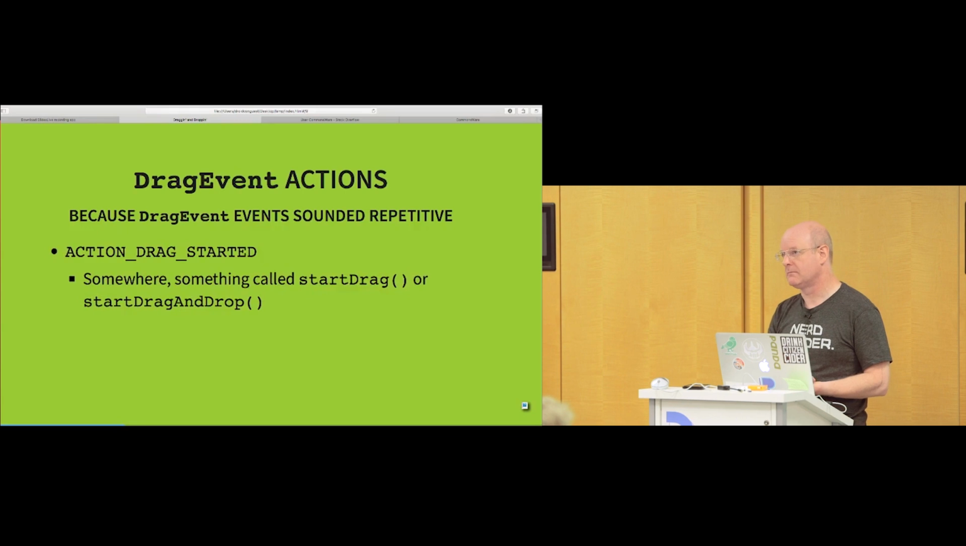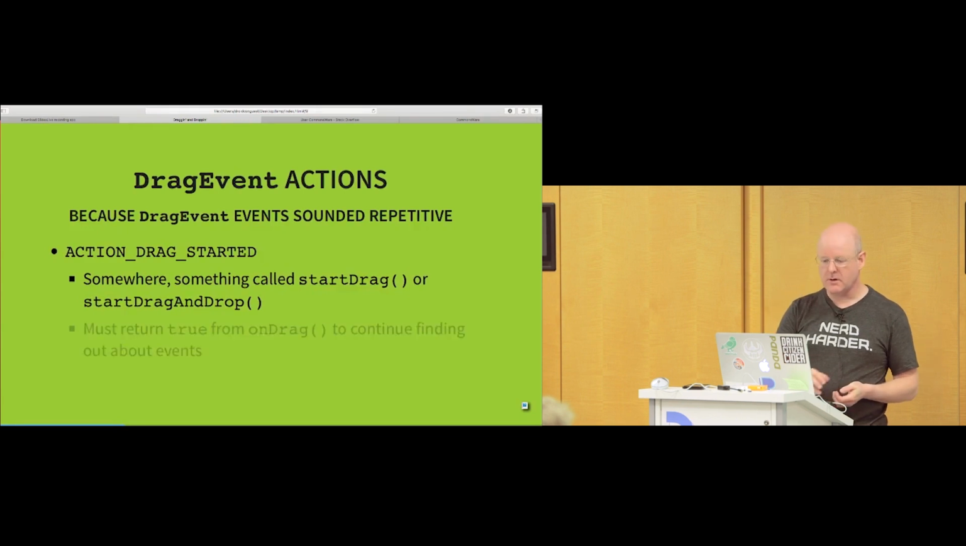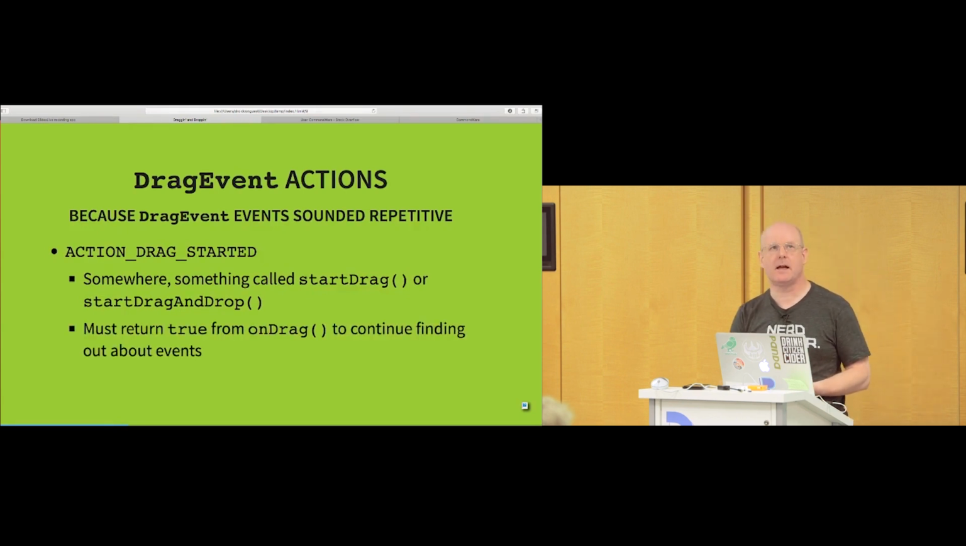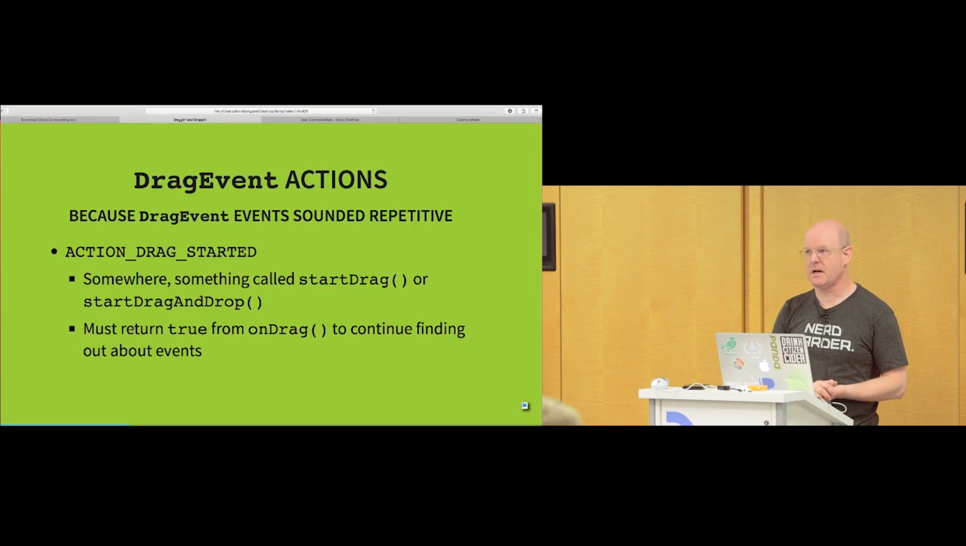Action drag started says that something called start drag or start drag and drop, and you are a candidate drop target. You need to look at the data associated with this drag event, such as the MIME type of the content, and return true if you wish to continue being considered a drop target. If you return false from onDrag, you're saying, okay, I don't know how to deal with this particular thing, I'm just going to ignore it. And you will not receive any more drag events related to this particular drag and drop operation.